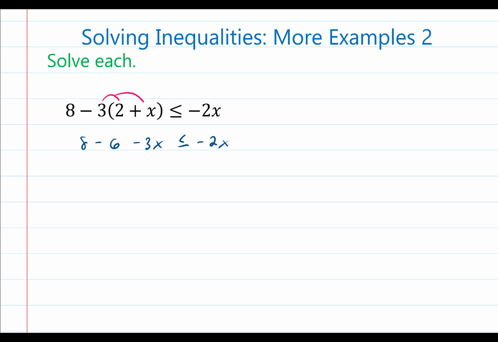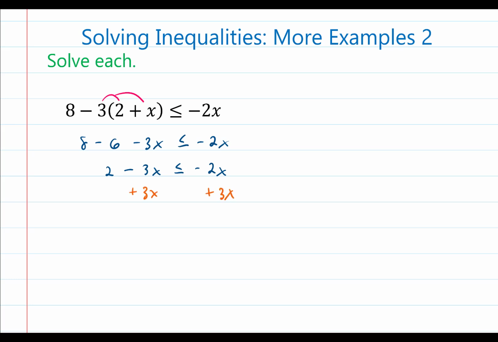We now combine like terms if we have any on either side, and so we have 8 minus 6, which gives us a difference of 2. Drop down the minus 3x, less than or equal to, and negative 2x. We now want to group all constant terms on one side and variable terms on the other. To do this, I'm going to add 3x to both sides.